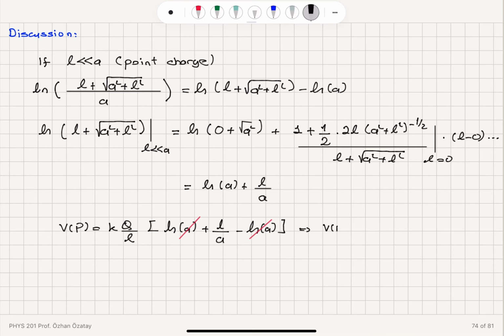So potential at point P will be KQ over A, which is the answer for a point charge located at the origin. Okay, so that's basically what it looks like in the limit L much less than A. It turns into a point charge at the origin.